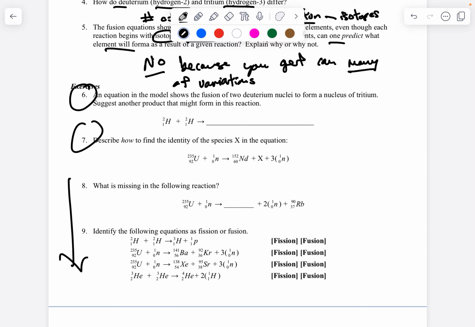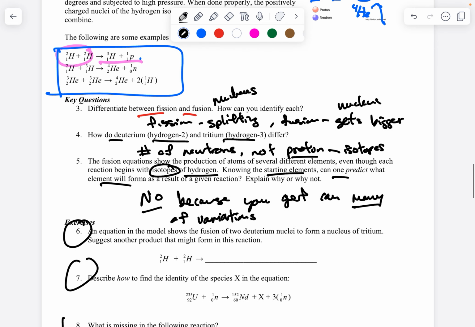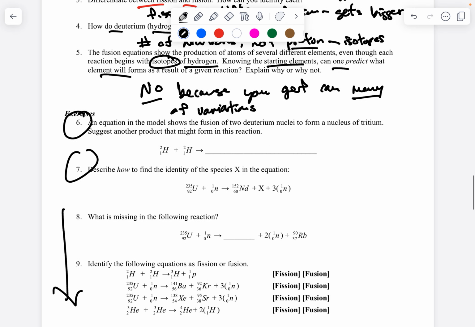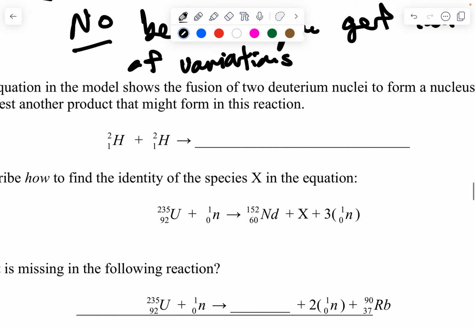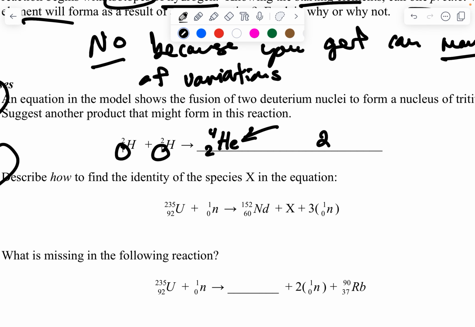So here we have H plus H, deuterium plus deuterium. We are going to get He 4 and 2. So this is helium. Now, how do I know that it's He? How do I know it's helium? Well, here's one proton, here's one proton, so 2 protons.